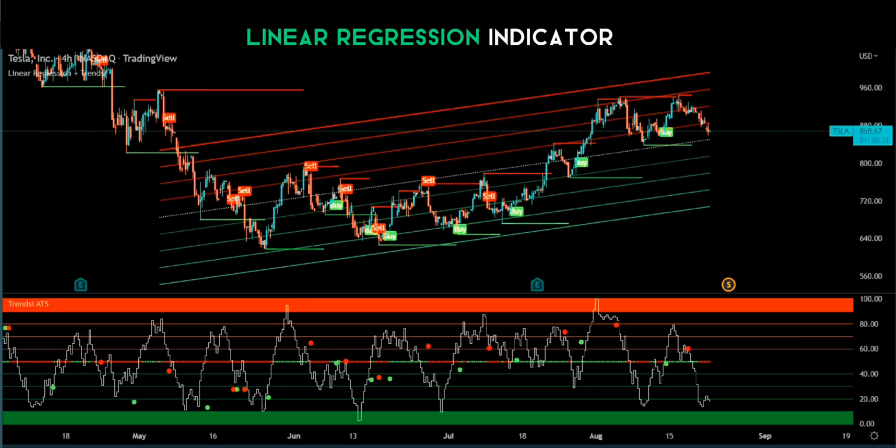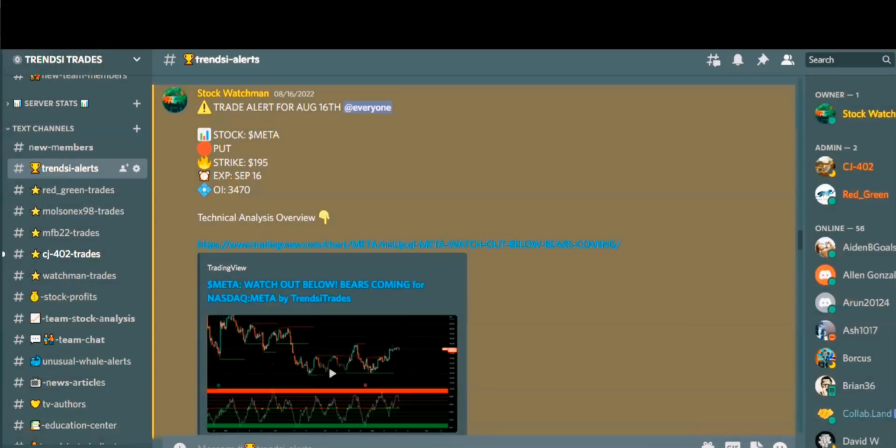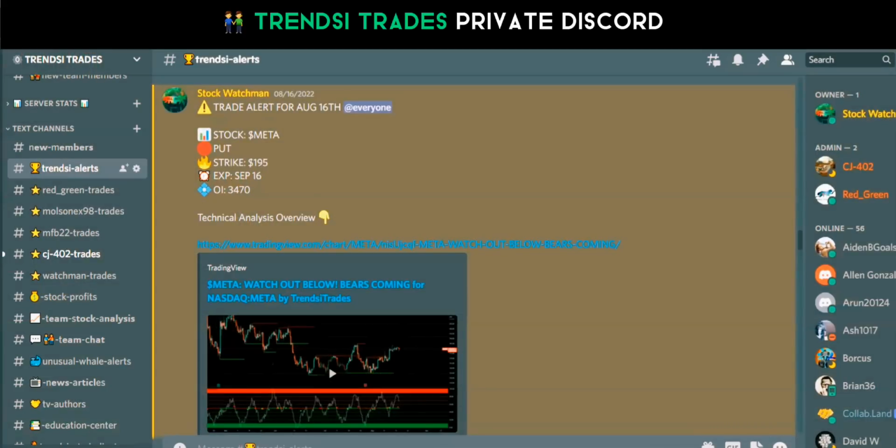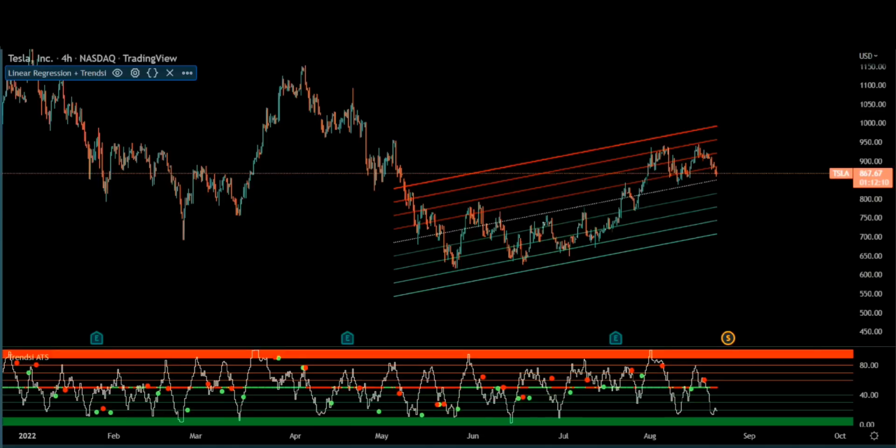First one is our linear regression channel indicator. Second is our support and resistance indicator, our buy and sell indicator, and then also our bottom dashboard displaying overall market momentum, money movement, and also key EMA crossovers. We're then also going to dive over into our Discord to show you exactly how we send out our daily trade alerts. Stay tuned.